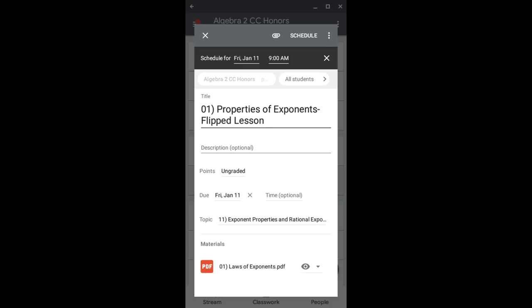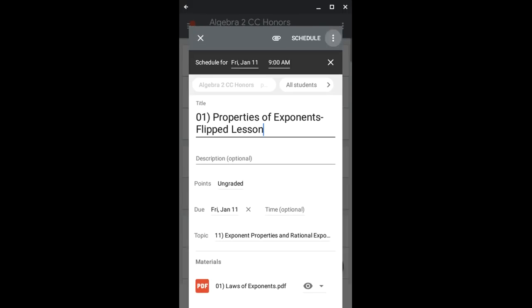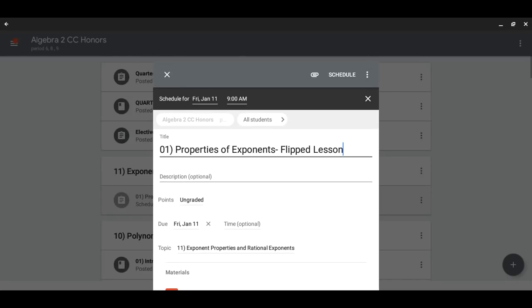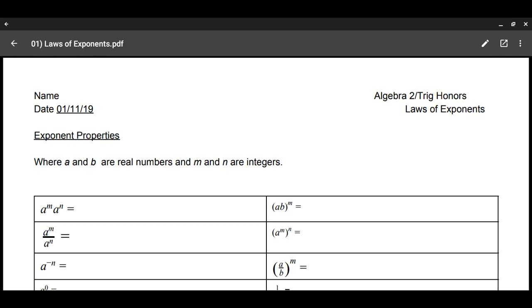Today we're going to be reviewing our properties of exponents. So the first thing you want to do is open up the notes that you got from the sub, and very quickly we're going to just remind ourselves about our exponent properties.